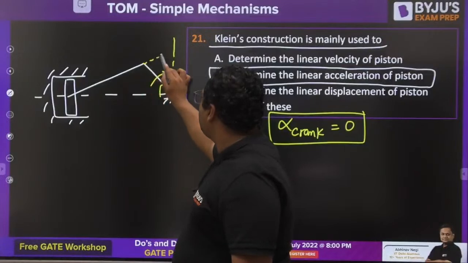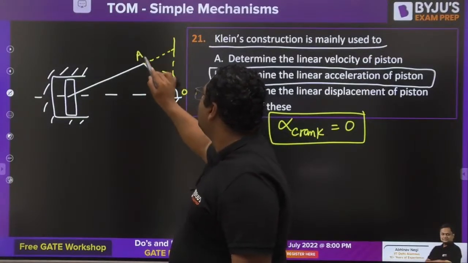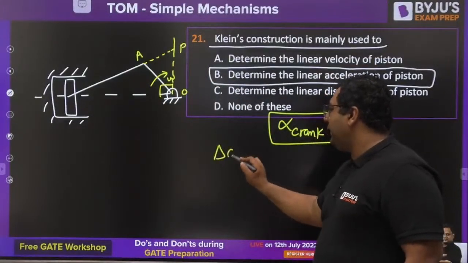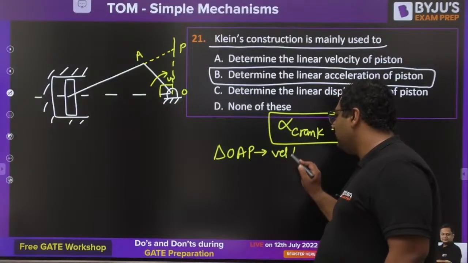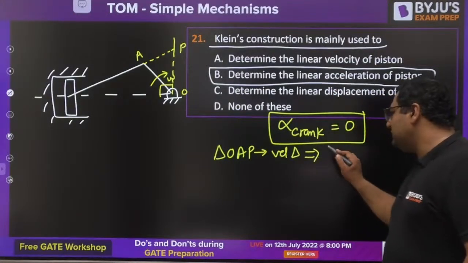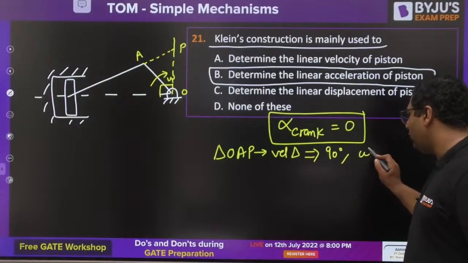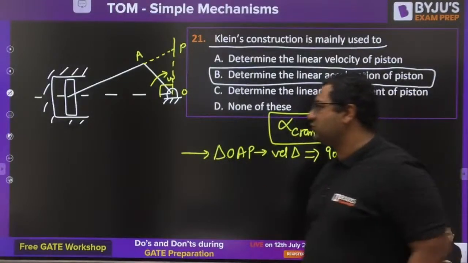Extend the connecting rod length. This is O, this is A, this is P. This triangle OAP is the velocity triangle, which is 90 degree oriented with a scale factor of omega. This was the first diagram given by the Klein's construction.